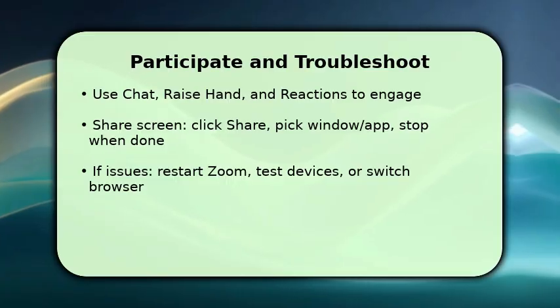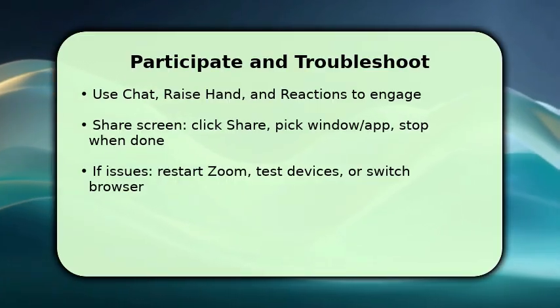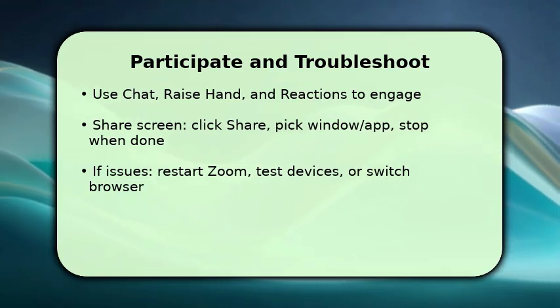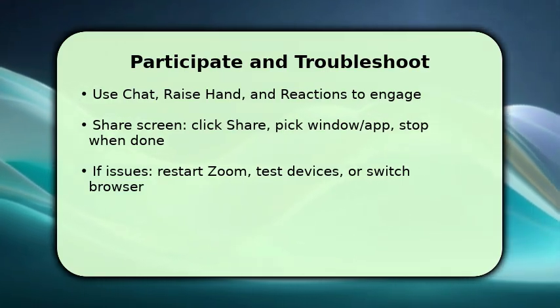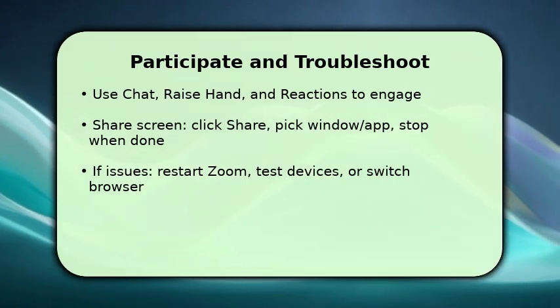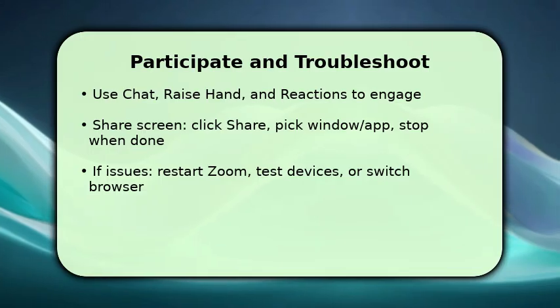If something goes wrong, try quick fixes. Mute/unmute, switch cameras, or leave and rejoin the meeting. If problems persist, restart Zoom or your laptop, test devices in settings, and as a last resort, join from the browser instead of the app to isolate the issue.